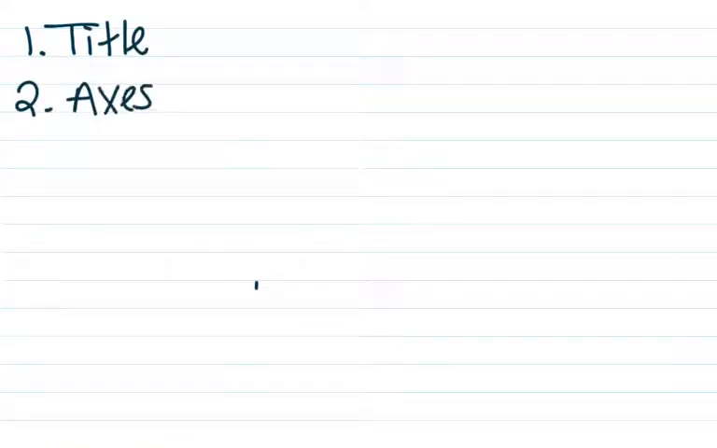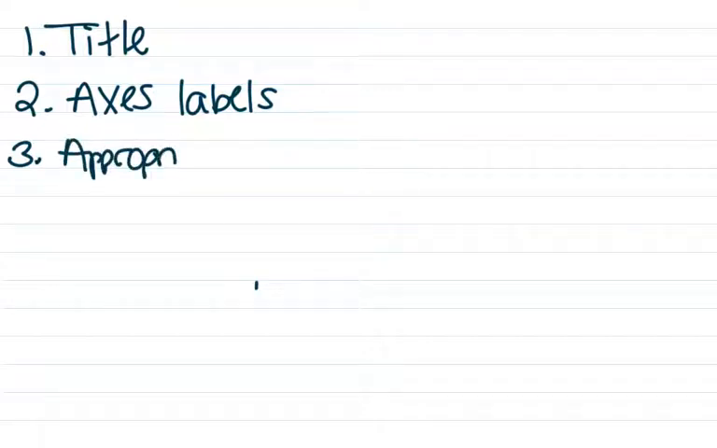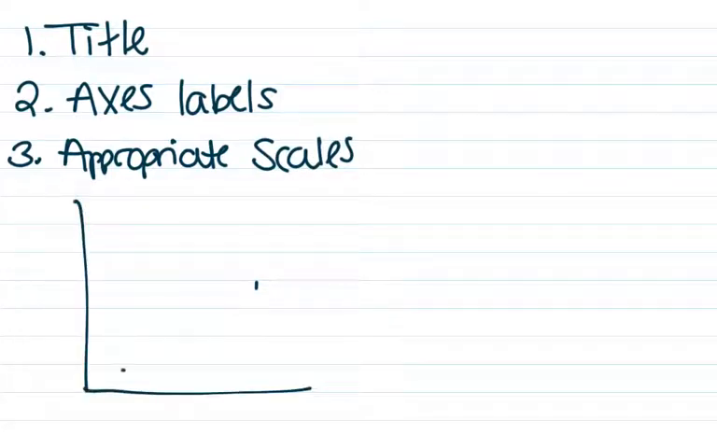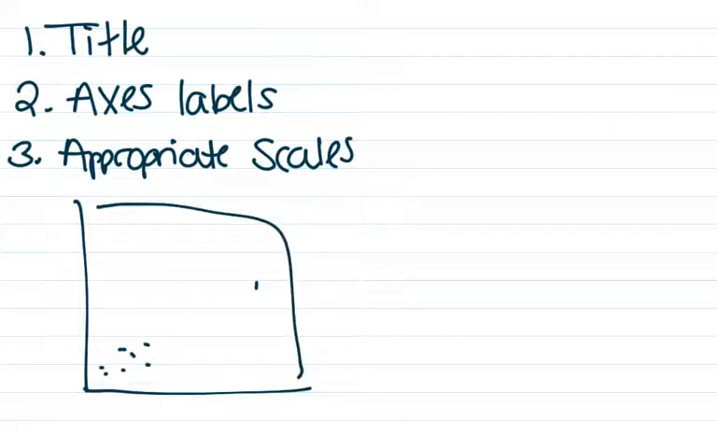Next, there are 3 things that a graph needs. So you'll be drawing quite a few graphs in this chapter. So make sure you always have these 3 things. The first thing that you need is a title. Always have a title. The second thing are axes labels. So that is, you need to label both of the axes, X and Y. And the third thing is appropriate scales. So make sure that you go up by a number that makes sense so that if you have your graph, it's not just all down here, but that it fills the space well and that you have enough room for the data.